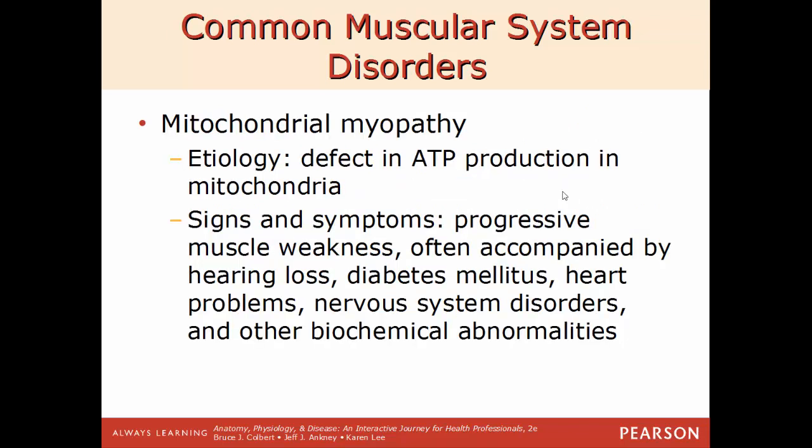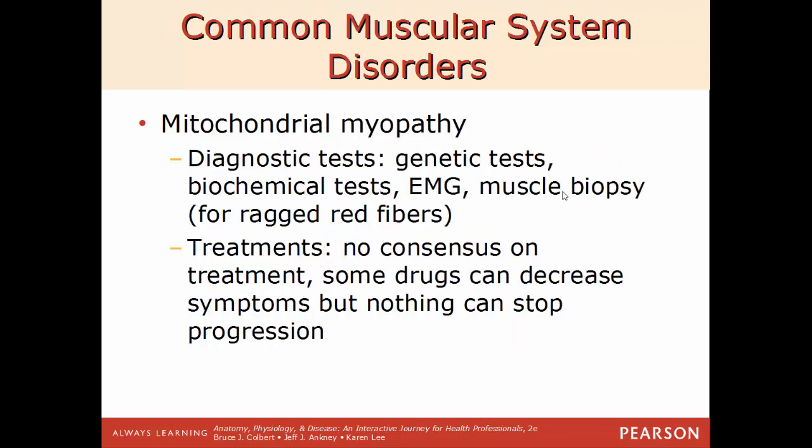Mitochondrial myopathy. The etiology is a defect in how ATP is produced in the mitochondria in cells. Common signs and symptoms: a progressive muscle weakness, often accompanied by diabetes, heart problems, hearing loss, certain nervous system disorders, biochemical abnormalities. Some diagnostic tests: genetic testing, biochemical testing, muscle biopsy, EMG. For treatments, there's no really agreed upon treatment for this condition. Some drugs can decrease the symptoms, but nothing has been shown to stop the progression of the condition.